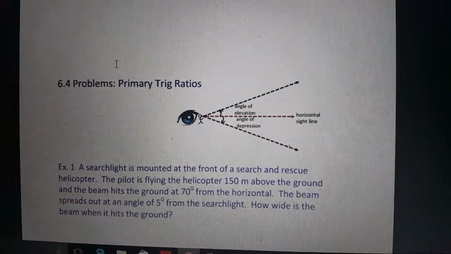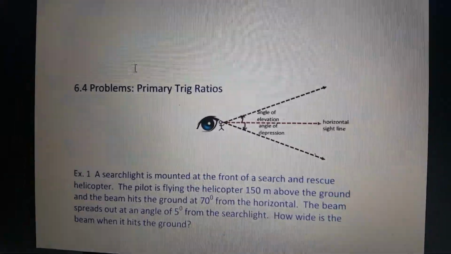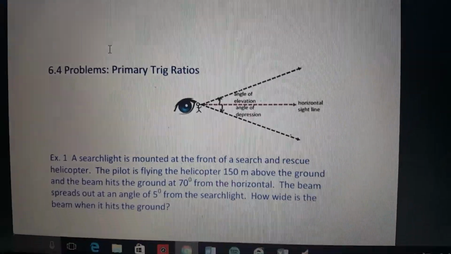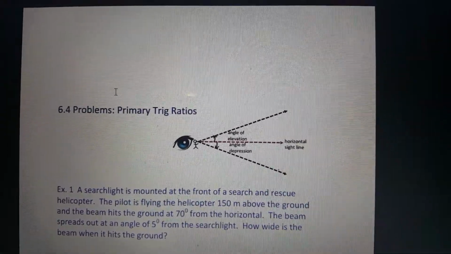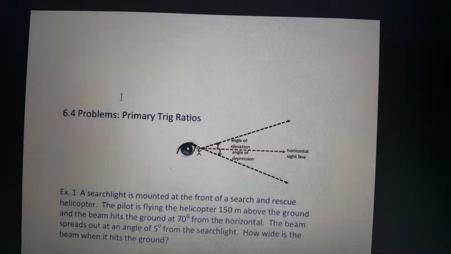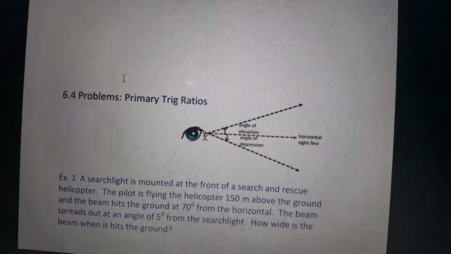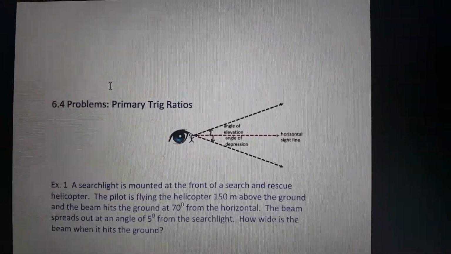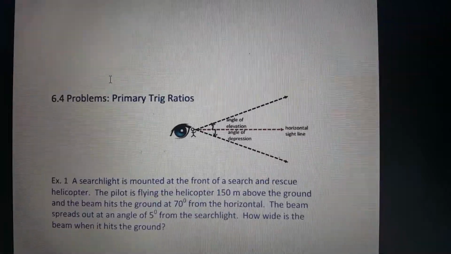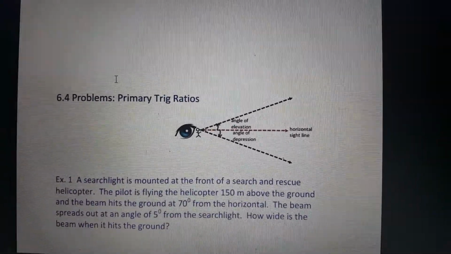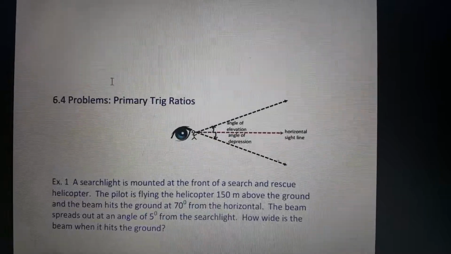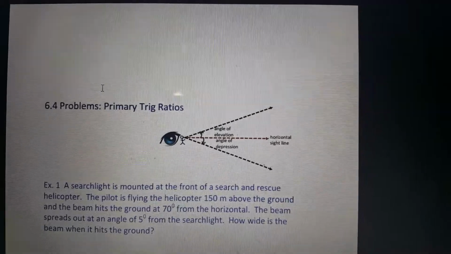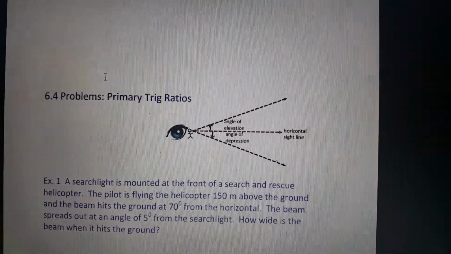All right, so this is our flipped classroom lesson on primary trig ratios word problems. It's Tuesday evening right now. Today we looked at primary trig ratios in class, sine, cosine, and tangent, and how to use each one of them and plug them into the calculator. The homework I assigned today was to get practice solving for missing angles and missing sides. Just the triangles on their own, no word problems attached, just an image of a triangle. So you should have worked on that tonight.